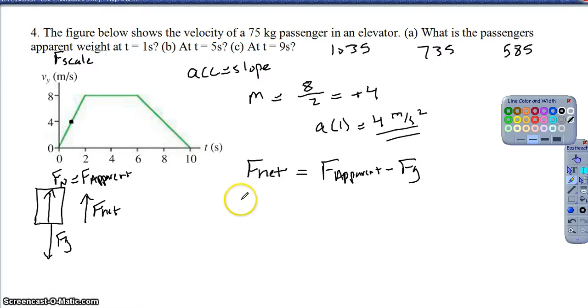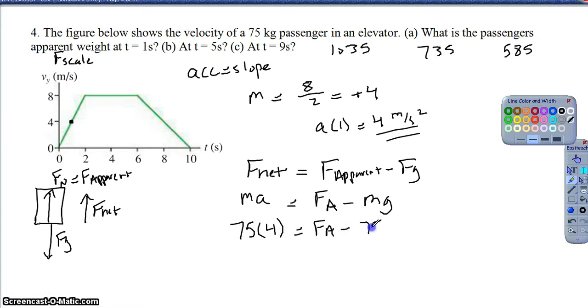So I know the net force comes from mass times acceleration. The apparent weight is what I'm looking for, so I'll just call that FA to abbreviate. And the force due to gravity I can find easily, because I have the mass and I know the acceleration of gravity. So at this point, I know all of the variables except my apparent weight: my mass of 75, my acceleration upward of 4, and the acceleration due to gravity of 9.8. So simply adding this over to the other side, my apparent weight ends up being 75 times 4 plus 75 times 9.8, and that's where I got my 1,035 newton force.